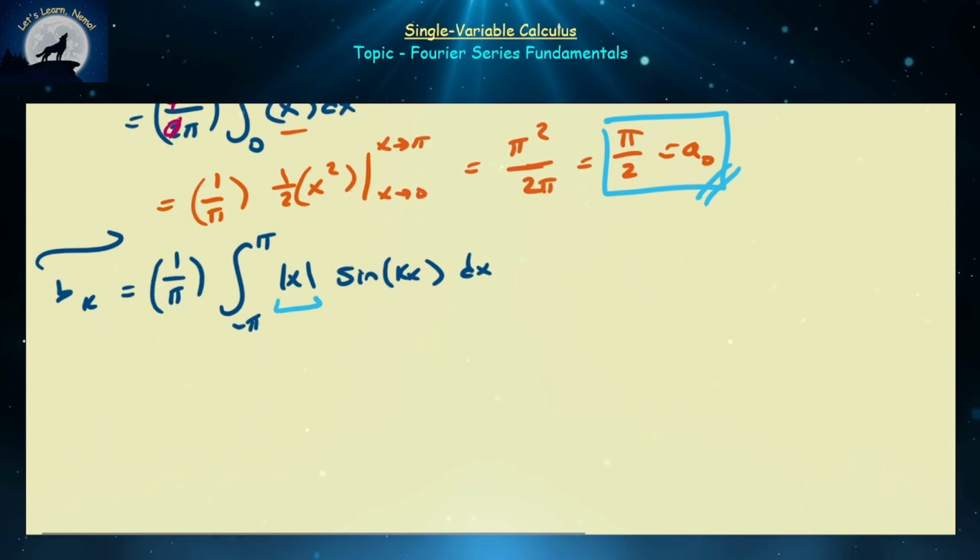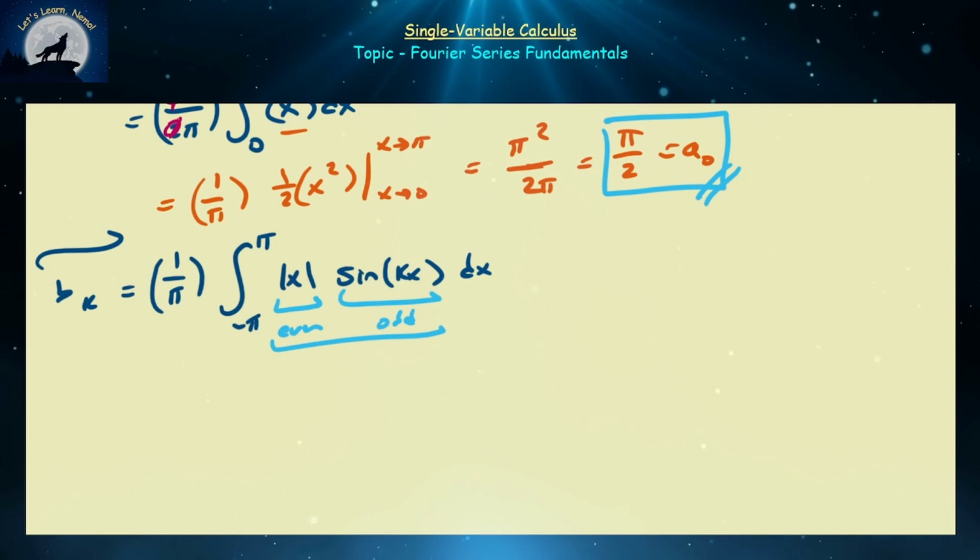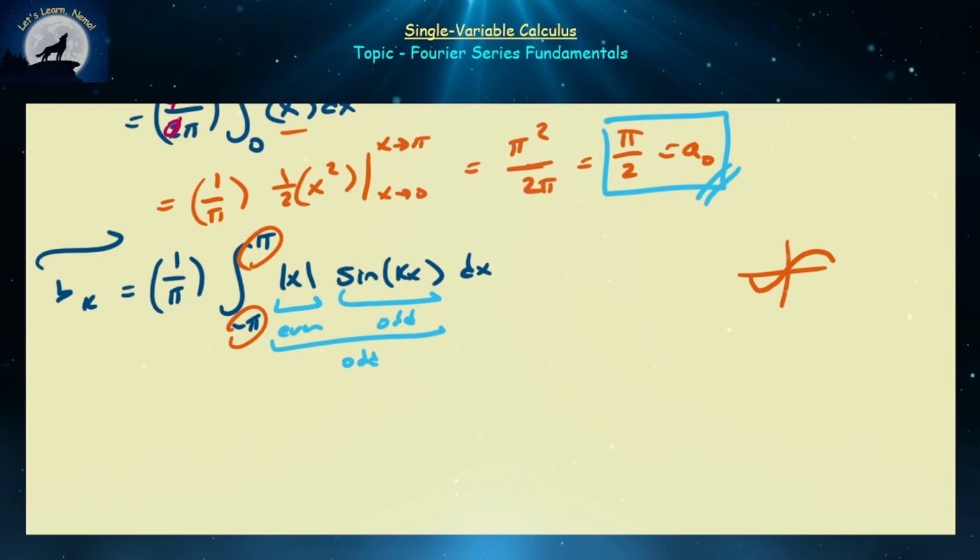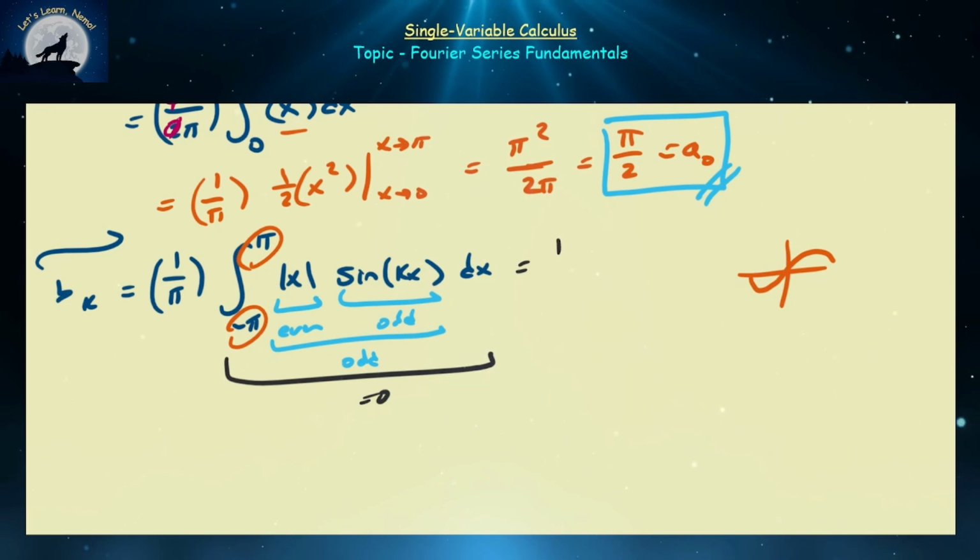Well, keep in mind this is an even function, this is an odd function, and you should know from math fundamentals that even times odd will be an odd function. So we have an odd function on a symmetric interval about 0. So this is pretty much like the sine function from minus pi to pi. And we know that that integral would be equal to 0, right? You should be able to verify that on your own. So this is equal to 0. So we have 1 over pi times 0. And that's obviously going to be equal to 0. So all of our bk's will be equal to 0 regardless of the value of k.